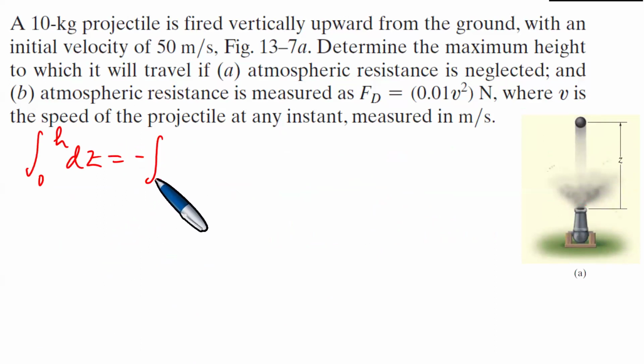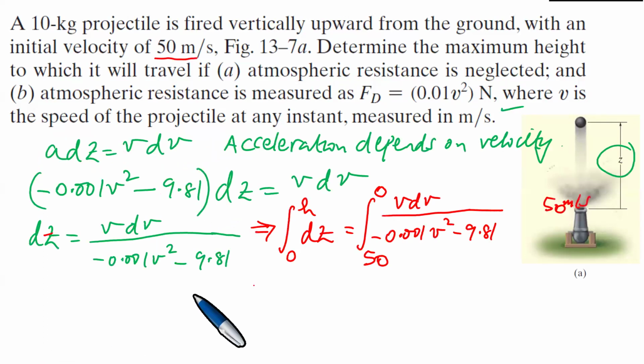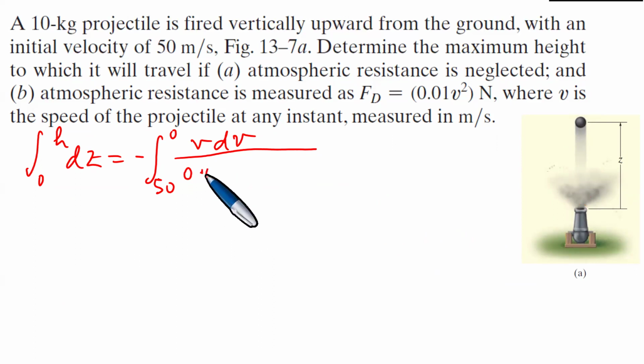Minus 50 initial, zero. V dv, you divide by... pull out the negative because this was negative, so that we have 0.001 V squared plus 9.81, right, 0.001 V squared plus 9.81, like this. And what is the meaning of all this here?